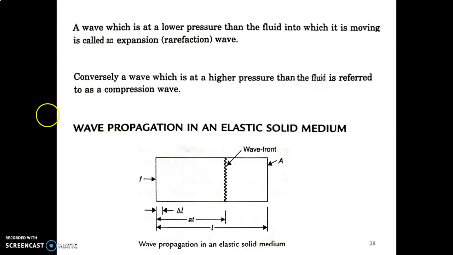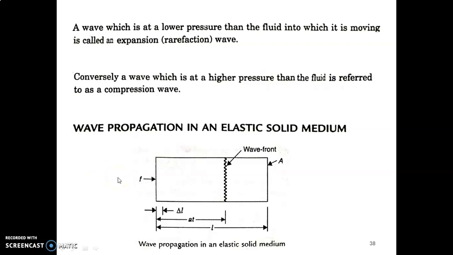A metallic rod is taken. This is the front view of a metallic rod, and small l is the length of the rod, and capital A is the cross-sectional area of this solid medium. Okay. Now, a compressive stress is applied on one end of this rod, and this compressive stress is denoted by small f, in Newton per centimeter square. That is the unit of this small f. Don't confuse it with capital F.